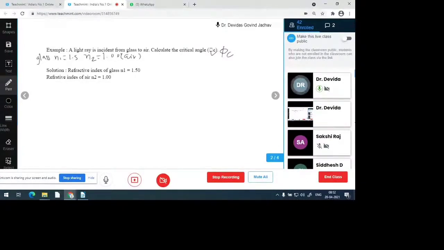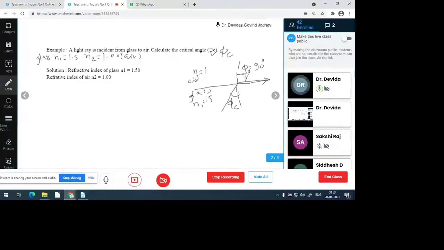The theory behind this problem is, we have air here and we have the glass. Air has n2 equal to 1, glass has n1 equal to 1.5, and we have the normal here and the angle of incidence phi c. At phi c, the refracted angle becomes 90 degrees. So phi 2 becomes 90 degrees. This is the theory behind this. Again, we apply Snell's law and we will get the answer.